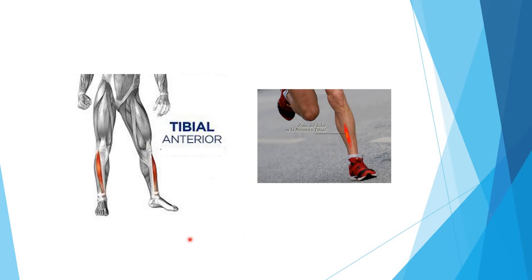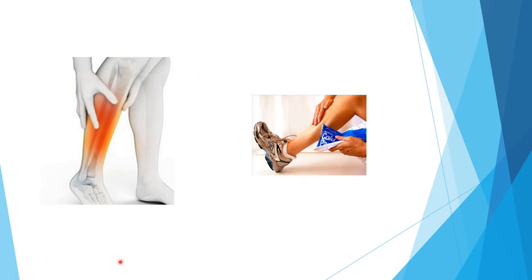And now I'm going to talk about the disease that occurs in this muscle. The disease is called tibial periostitis. What is tibial periostitis? Tibial periostitis is a pain on the inside of the tibia. It is usually caused by running or other high-impact activity. Tibial periostitis improves with rest and does not cause long-term problems.